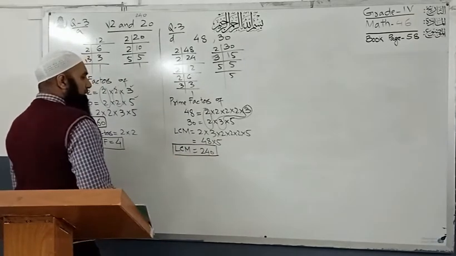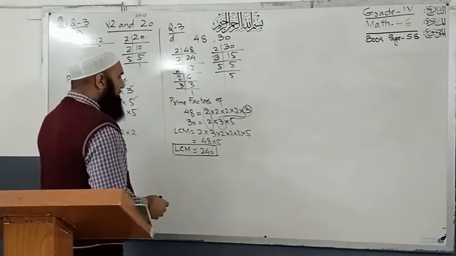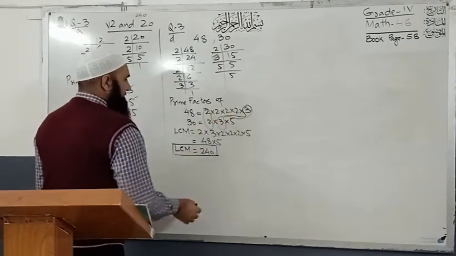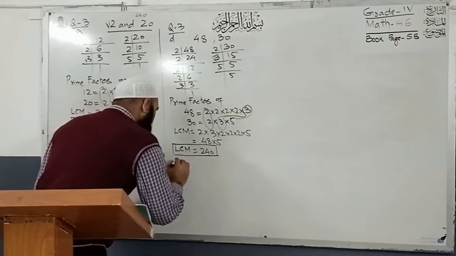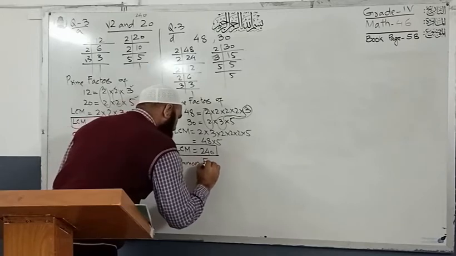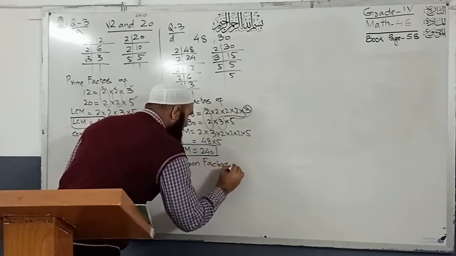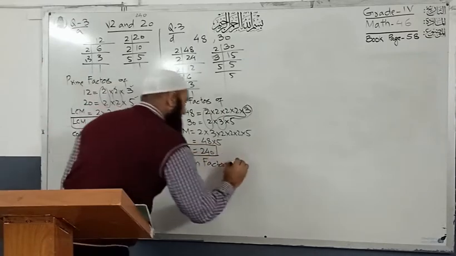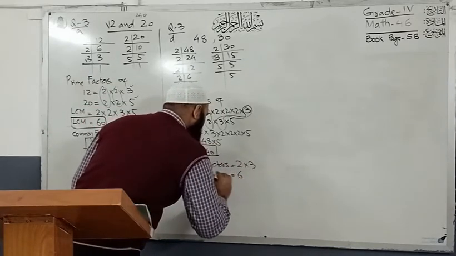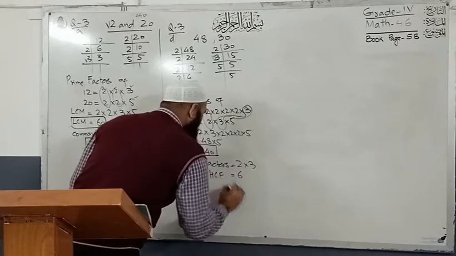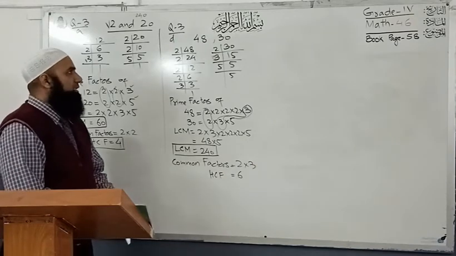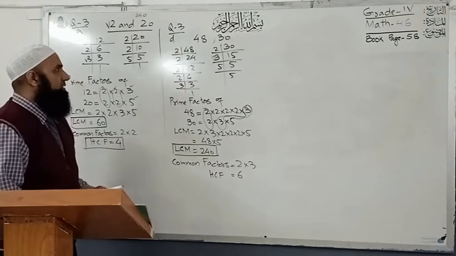240. Now find the highest common factor. For highest common factor, we take only common factors, each once. Write common factors. Common factors are 2 and 3. 2 multiply 3 gives us 6. Highest common factor is equal to 6. These both numbers are divisible by 6.